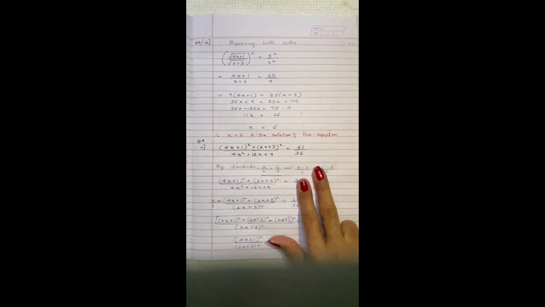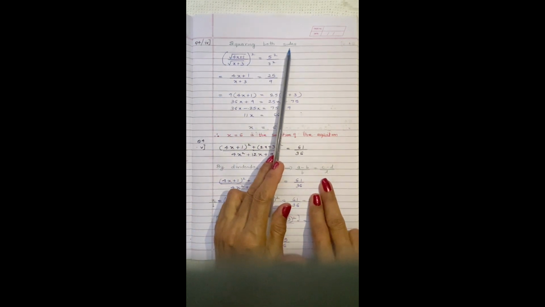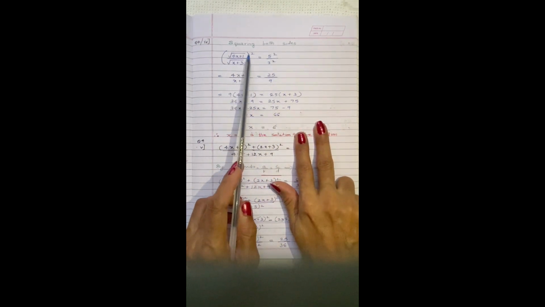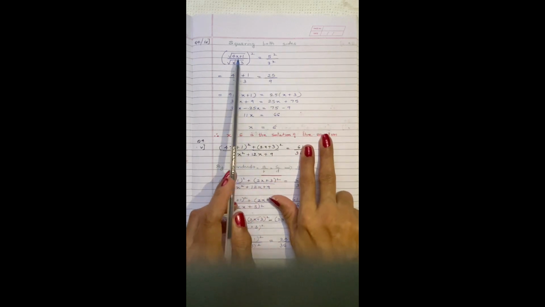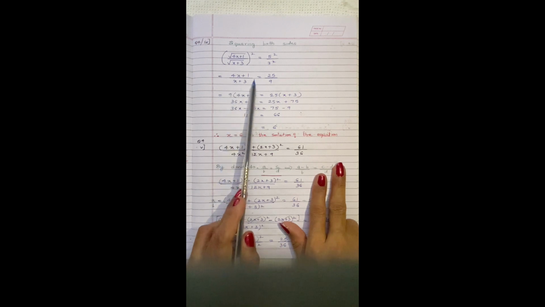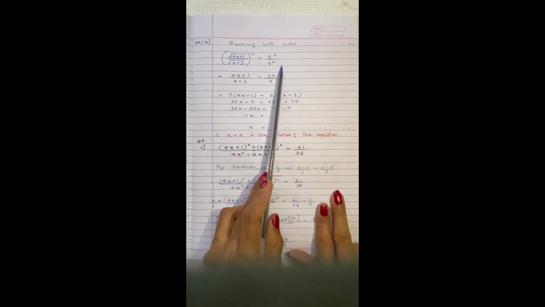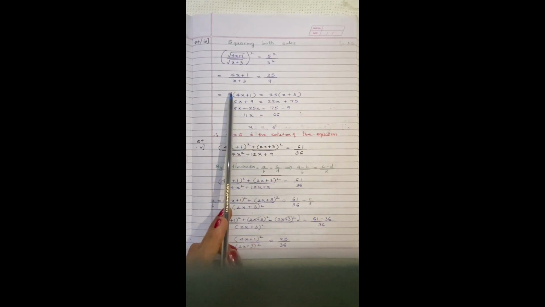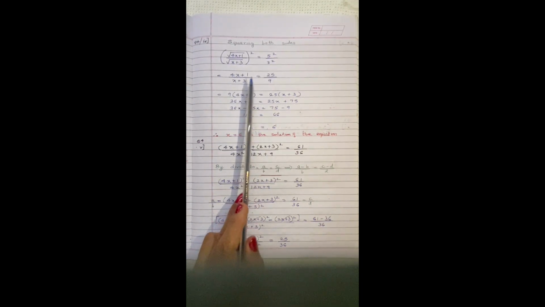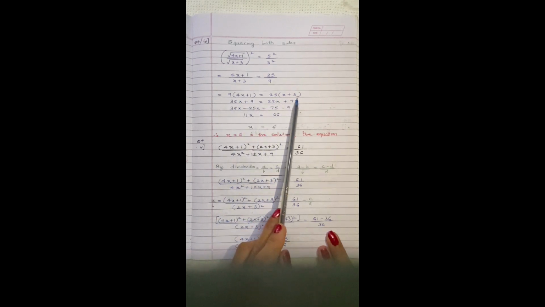Now, squaring both the sides to remove the root. So, when we square, the root is gone. So, 4x plus 1 upon x plus 3 and 5 square is 25 and 3 square is 9. So, 9 goes there and x plus 3 goes there. So, 9 into 4x plus 1 and 25 into x plus 3.